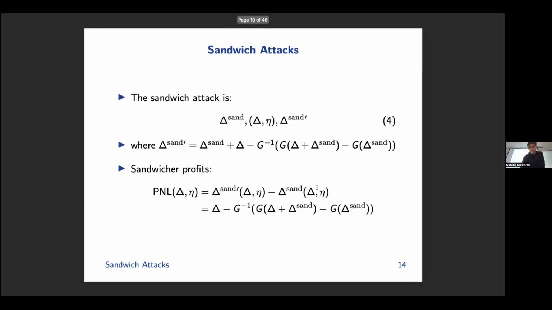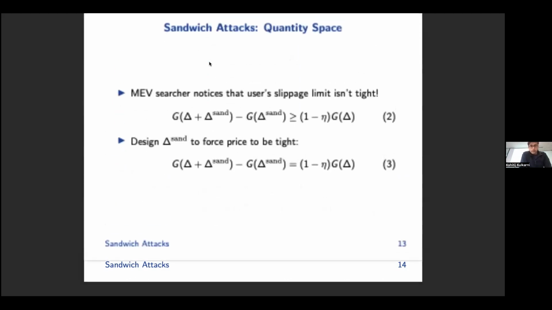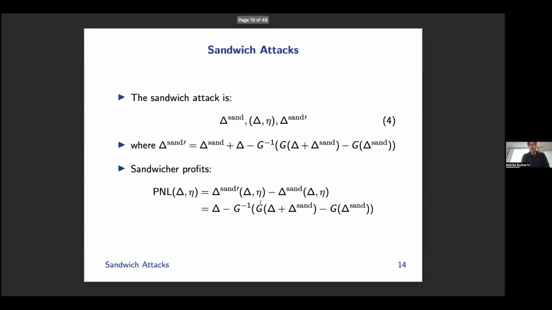There's a question in the chat. Is delta S prime an arbitrage trade? Yes, it's like an arbitrage trade. You're specifically arbitraging the fact that the user submitted a bad slippage limit and not a tight slippage limit. And you can write the sandwicher's profit in terms of all of these variables. The sandwicher spent delta S to make the attack happen and earned delta S prime, and so their difference is the profit of the sandwicher.